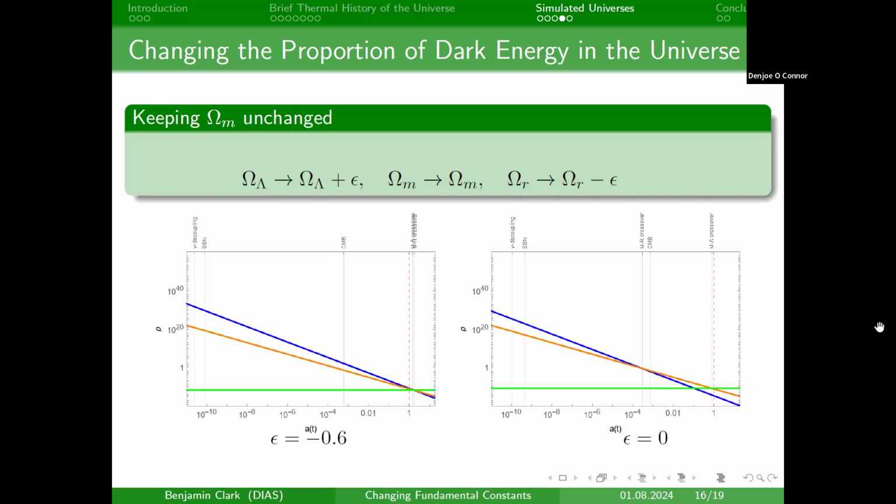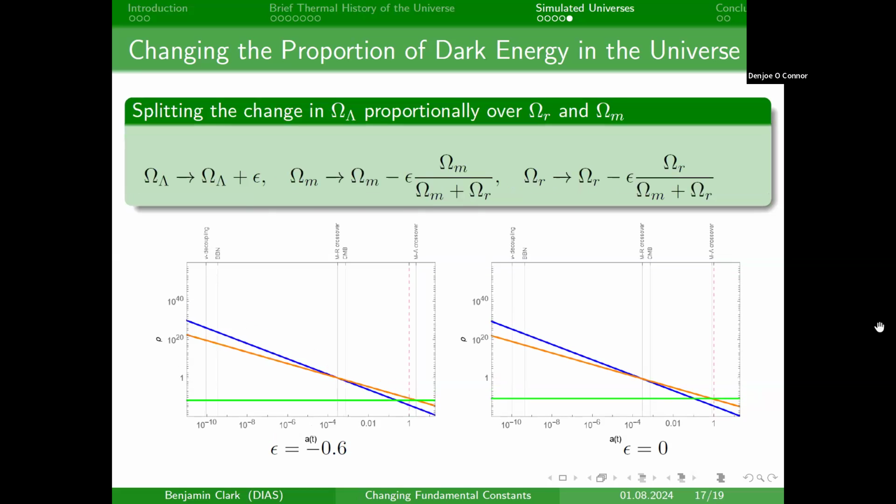Similarly, we've kept the matter density unchanged, so we've basically taken the amount that we've taken out of dark energy and put it into the radiation. In this case, we'd be living in a radiation dominated universe.